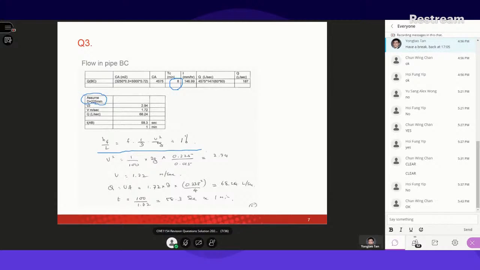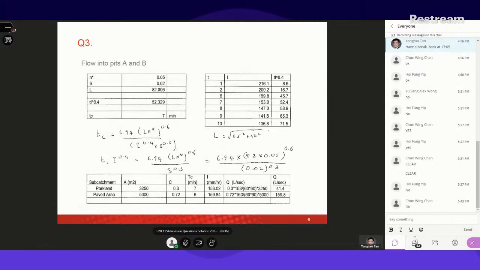Okay, so you can get the velocity, get the maximum capacity, so you can calculate the time in the pipe, around 1 minute. And also you need to check the capacity.